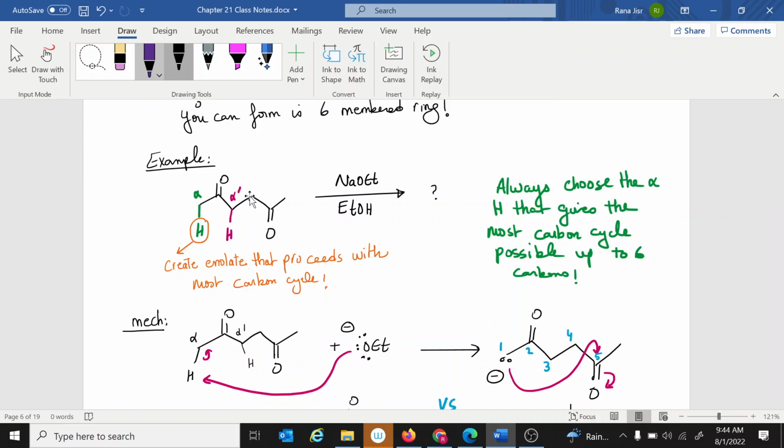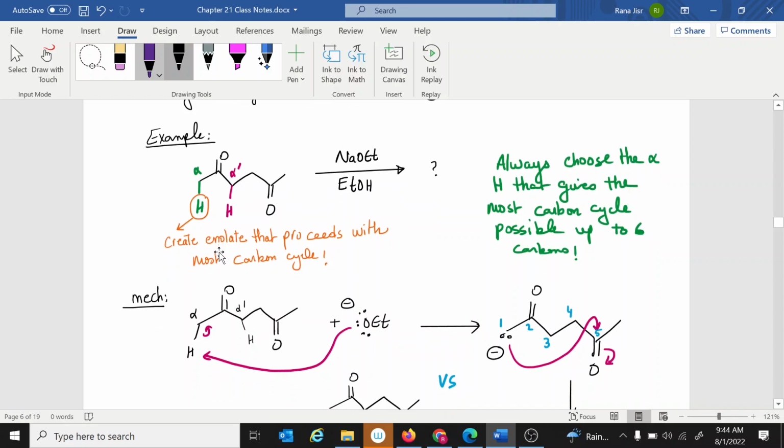But let's say it is not symmetrical. The alpha hydrogen that you're going to choose, you want to make sure that the alpha hydrogen makes the most carbon cycle as you can form, up to 6 carbons. Because after all, you're going to make your enolate, and that enolate is going to attack the second carbonyl. So you want to make sure that the cycle that you're forming is at most 6 carbons. If you have the choice between 5 carbons and 6 carbons, you choose the 6 carbon cycle because it is more stable. The farther the carbons are from each other, the less the angle strain of the cycle and the more stable the cycle.